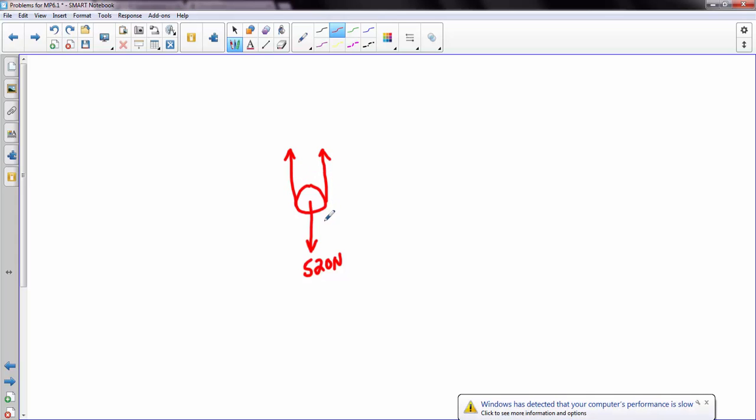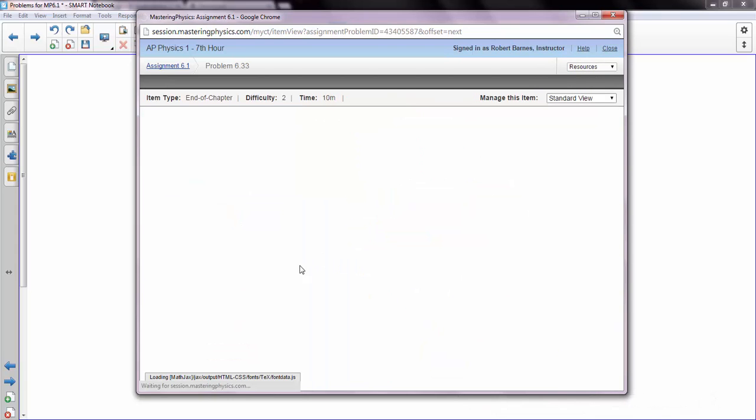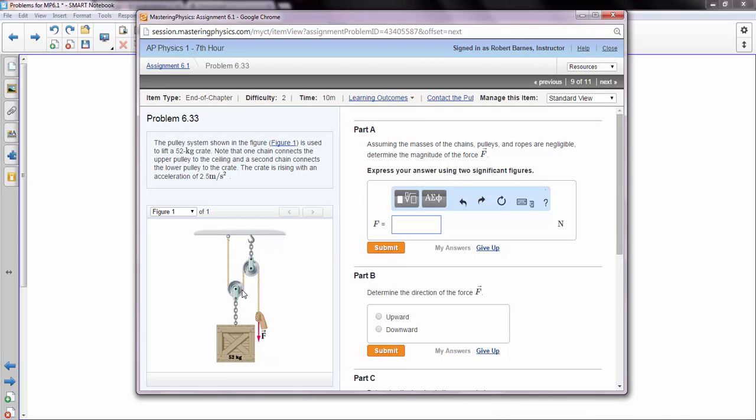Okay. The only difference between this problem and the next one is there's an acceleration involved in the subsequent problem right here. So you have to consider that the forces aren't in balance and that the tension in this chain may not be exactly what the weight of this crate is because the crate's accelerating upward.